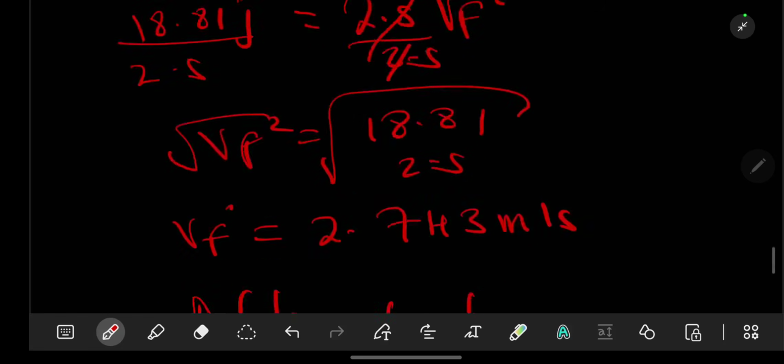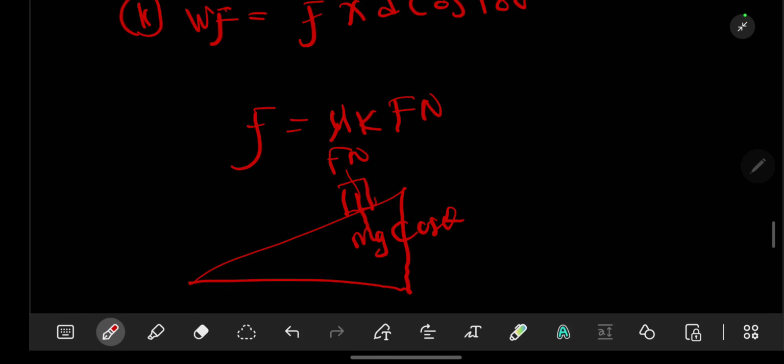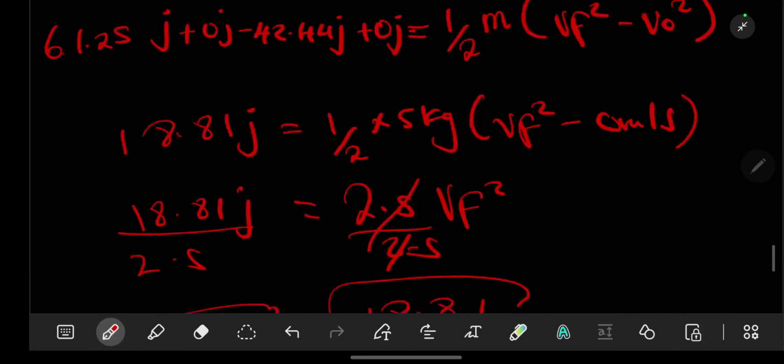Now remember, this one is sliding down, so the initial potential energy is there, but the final potential energy is not there. Why is that? Because at the top potential energy is there, but when it is here, the height h is equal to 0. Therefore, in mgh, if h is 0, this whole thing becomes 0. So what are we going to do?